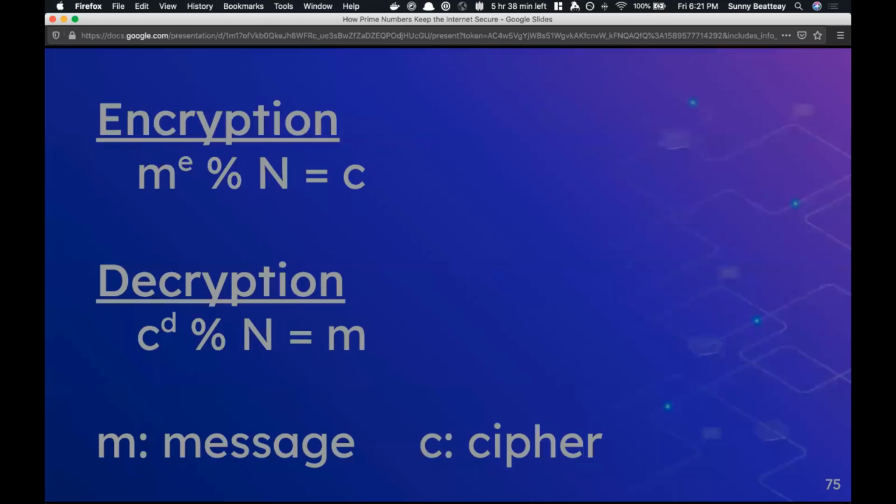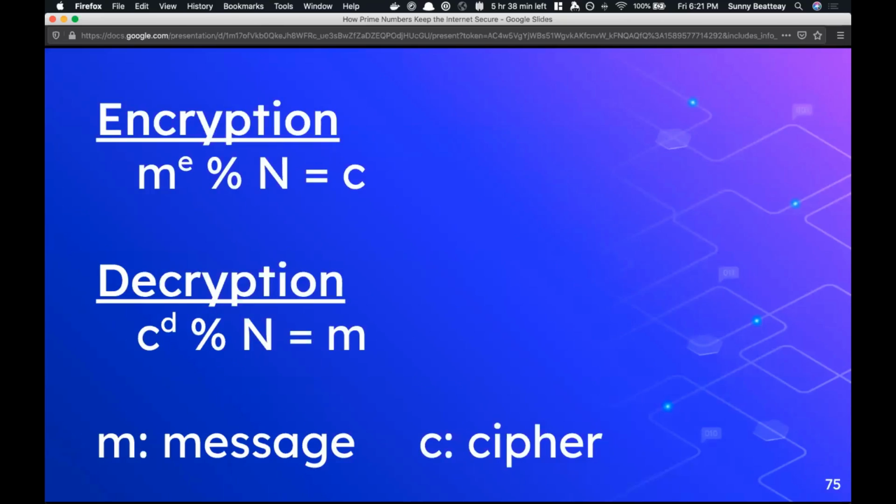The decryption is actually very similar. For decryption, you take your cipher, you raise it to the power of d, which is our private key, and you take the remainder of n, and you come back to your message. So it's actually not too difficult. And I can prove to you right now that this actually works.